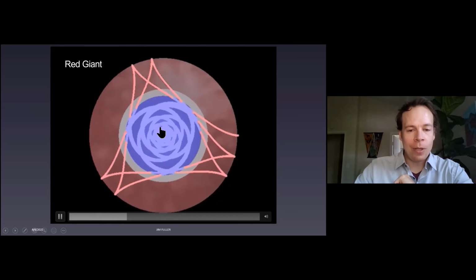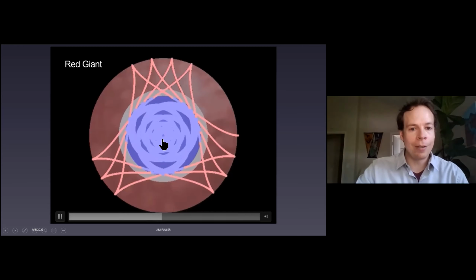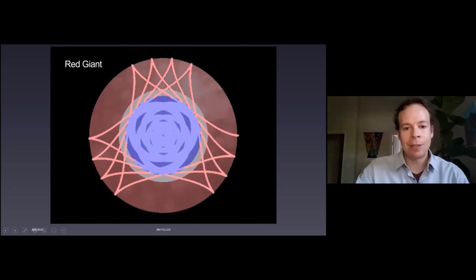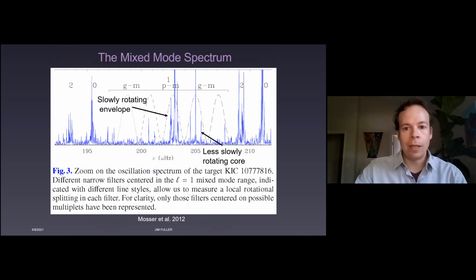And what this means is that the pulsations we see at the surface are composed of waves that actually spend most of their time propagating through this radiative core of the star. So even though that core is very small, the wave spends most of its time propagating there. And so we get a lot of information about that part of the star by observing the pulsations at the surface. So that's really cool. And that allows us to really understand the cores of these stars very well.